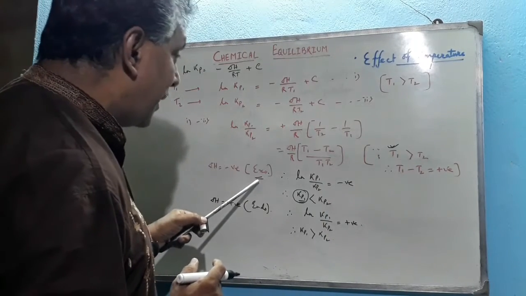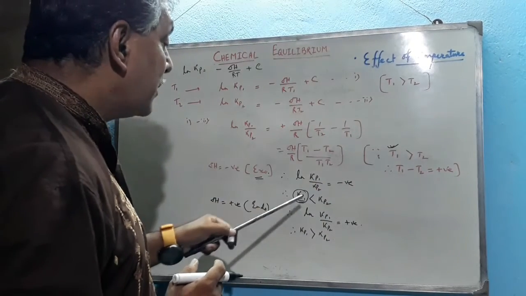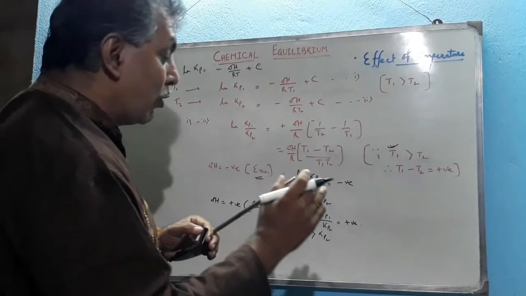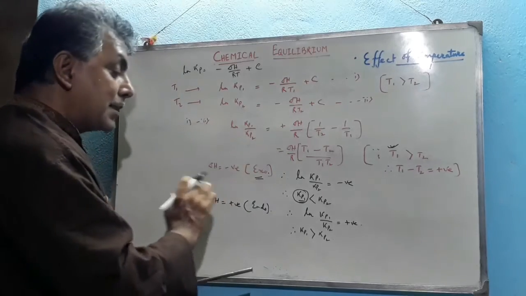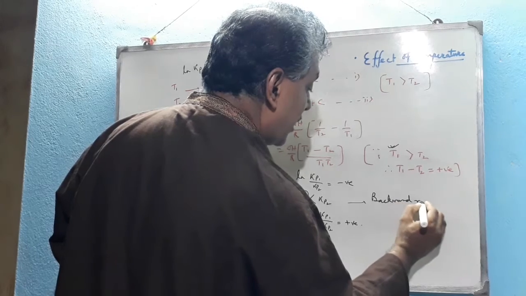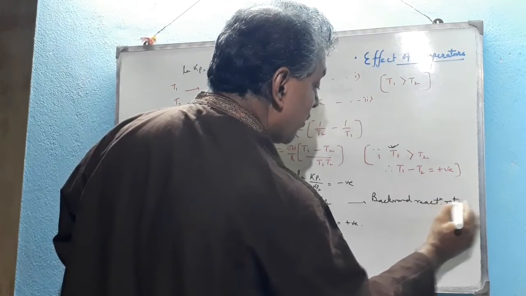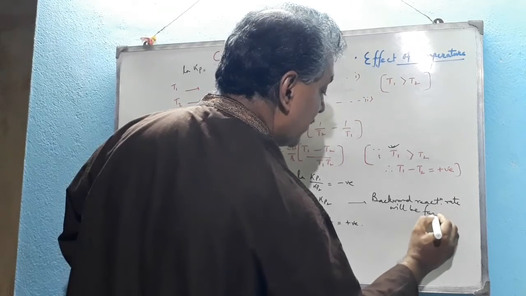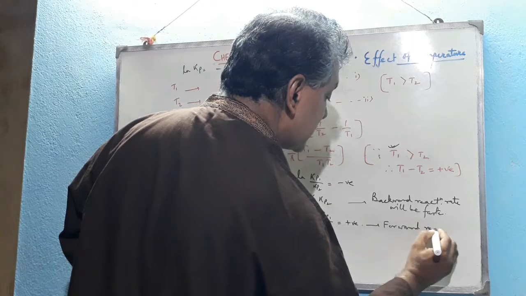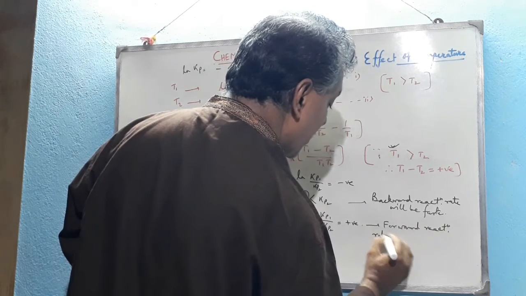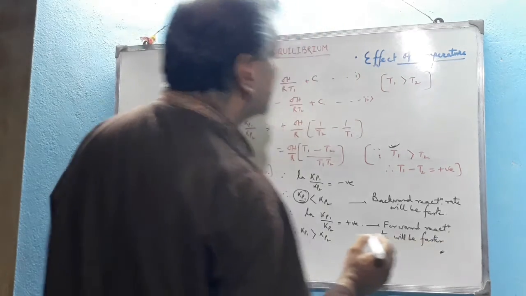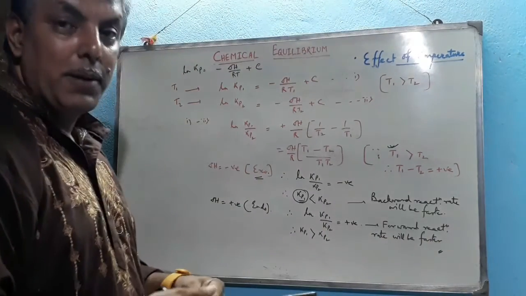But in case of an exothermic reaction, at higher temperature, Kp decreases. Hence, you can say that with the increase of temperature, the reaction equilibrium will be shifted towards the reactant. That means the backward reaction rate will be faster here, and here, the forward reaction rate will be faster. This is the effect of temperature on the chemical equilibrium.